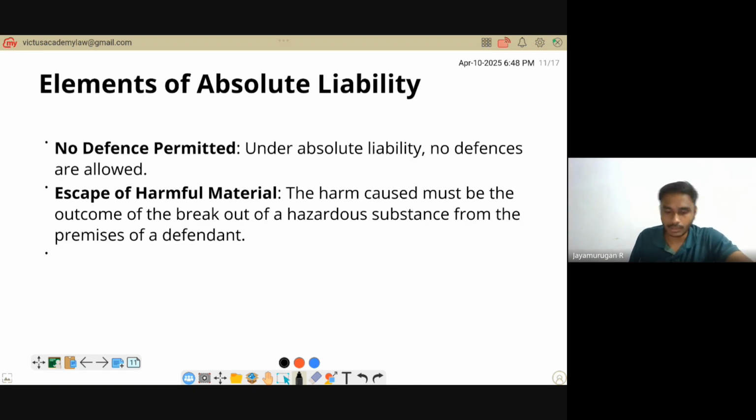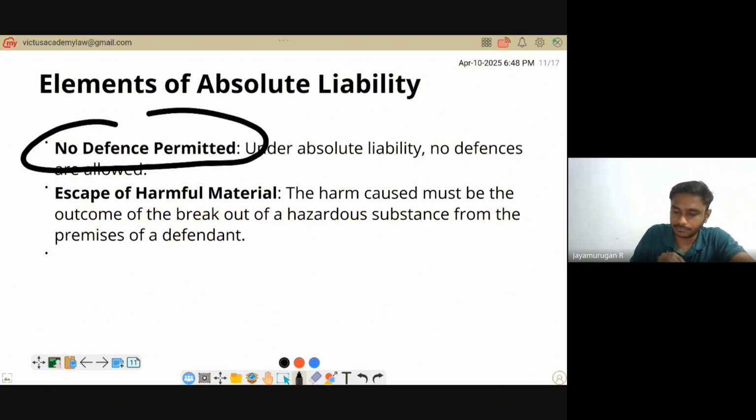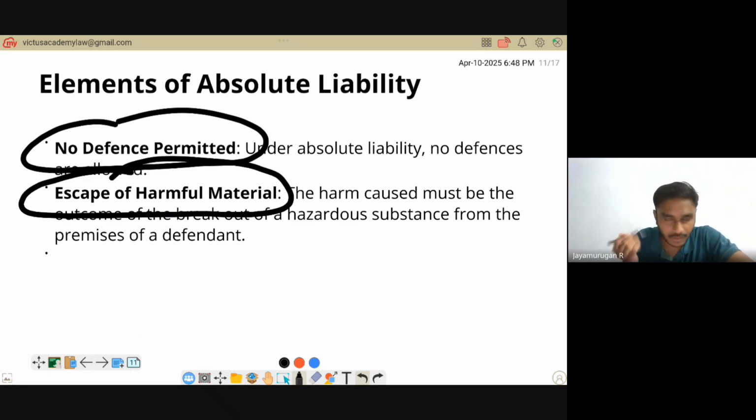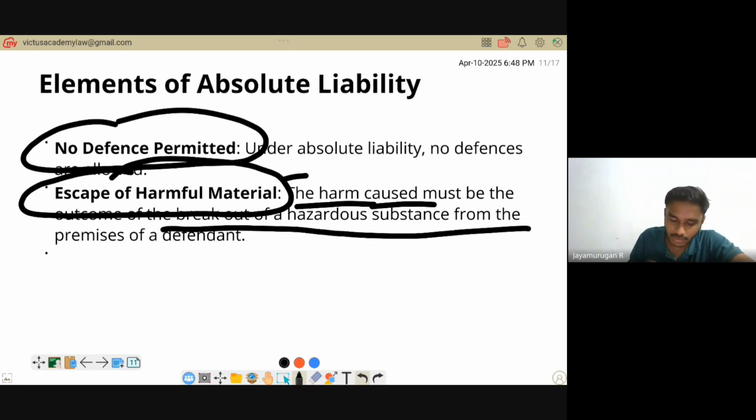So first, no defense is permitted. No defenses are allowed. Second, there must be an escape of the harmful material. As we saw in the Bhopal gas tragedy, there was a leakage of gas. In such cases, the harm caused must be the outcome of the breakout of a hazardous substance from the premises of the defendant. That's what happened in the Bhopal gas tragedy.